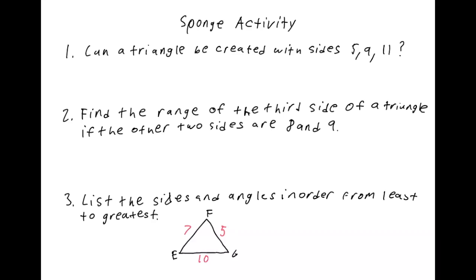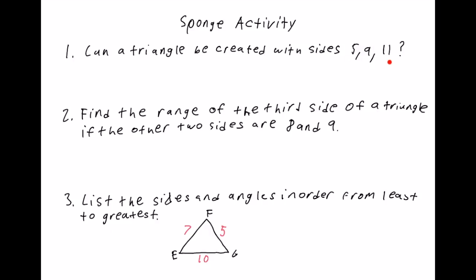Alright, now time for the sponge. So, at the beginning, I gave you a learning target split up into 3 parts. So, each of these is one of these parts. So this will definitely help you know if you can do one of these, and if you can do all 3, you're a 3. If you can do 2 of them, you're a 2. 1, 1, 0, 0. So, number 1, can a triangle be created with sides 5, 9, and 11?